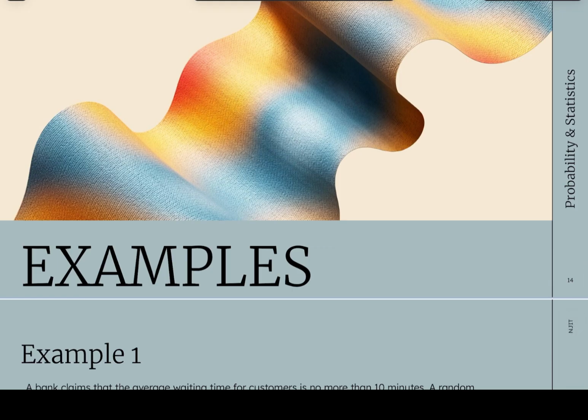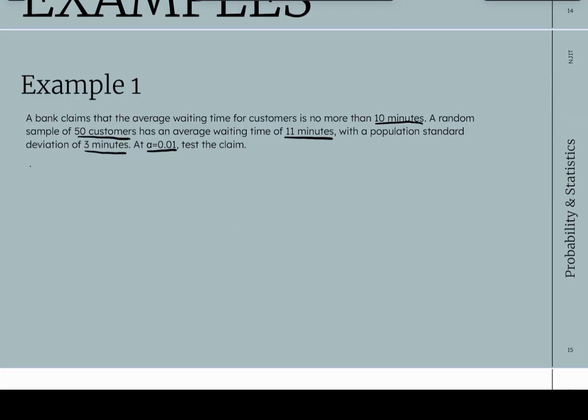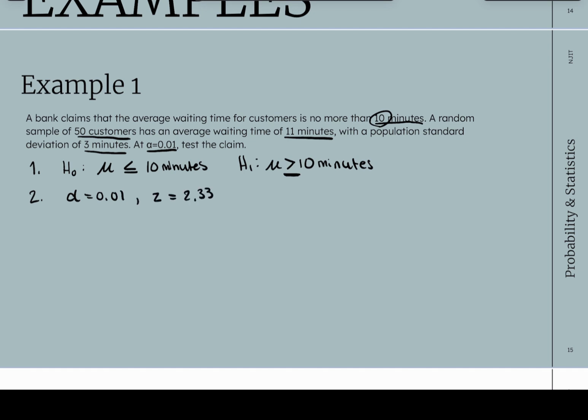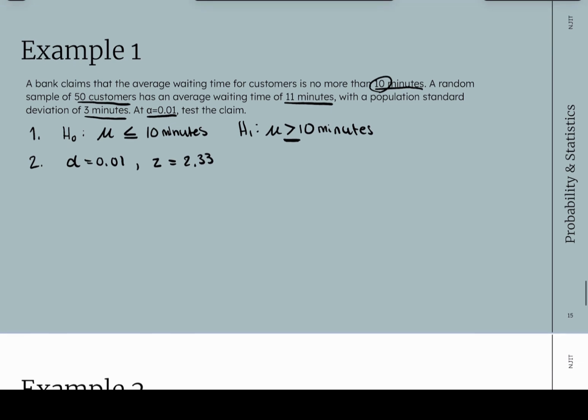And now we're going to finally look at our examples. So we're going to start by stating the hypotheses, which is H naught would be mu is less than or equal to 10 minutes, as shown here. Always include your labels. And for the second hypothesis, your mu would have to be greater than 10 minutes, which is what it was talking about. Next, you would find your critical value at alpha equals 0.01. Your z would be 2.33. Of course, you should do this on your own.